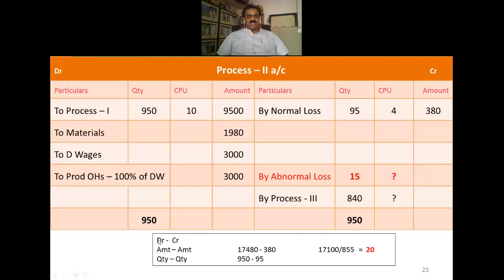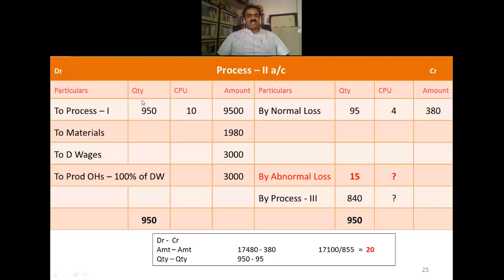First one is debit side amount. What is the total of debit side amount? Debit side amount is 17,480 minus credit side amount. Credit side amount is 380. So 17,480 minus 380, you will get 17,100.